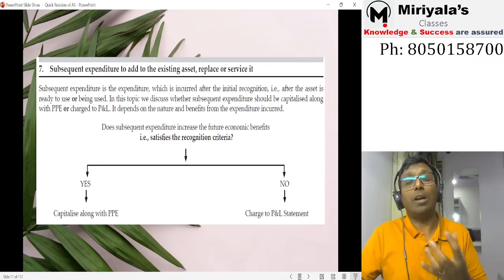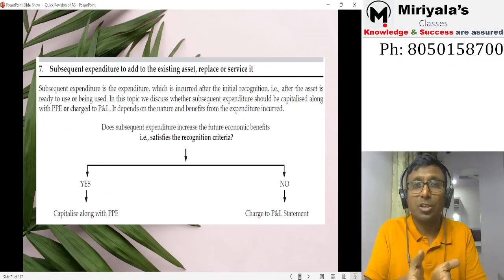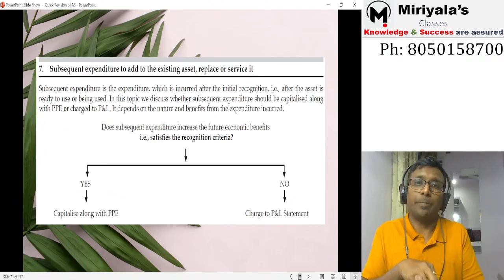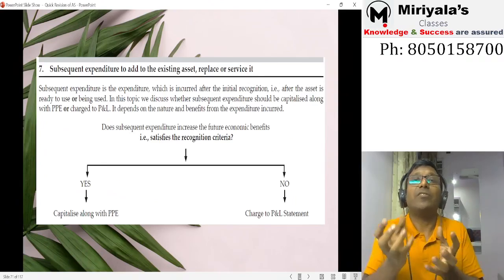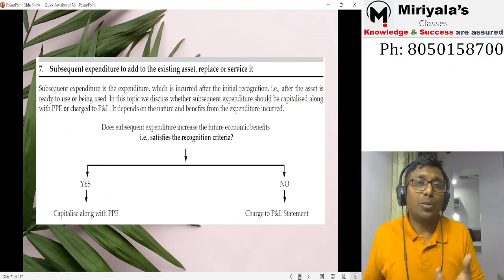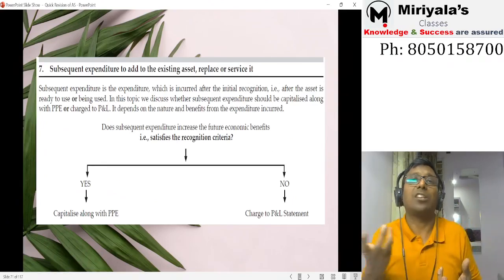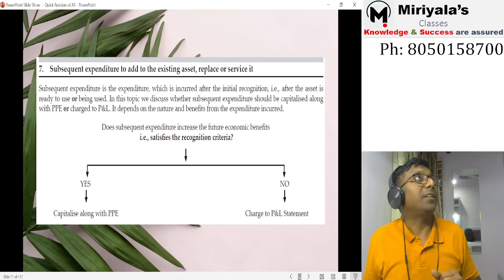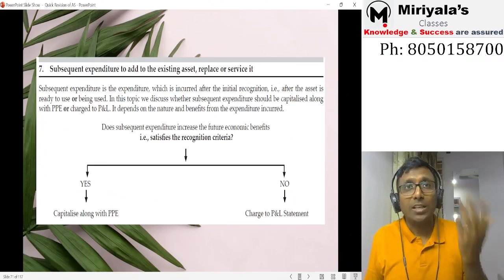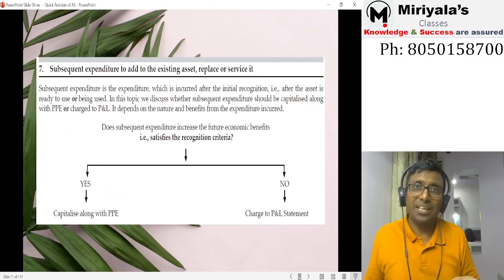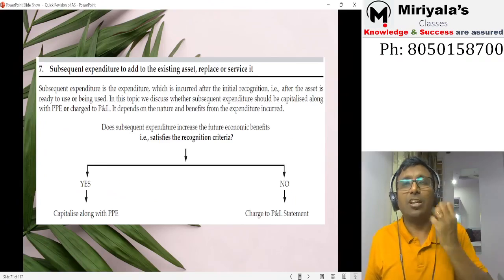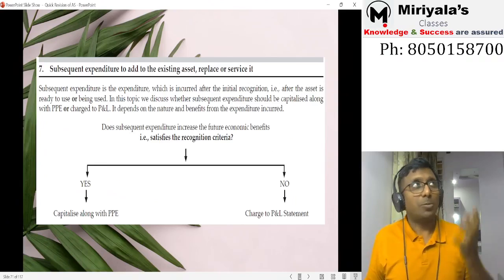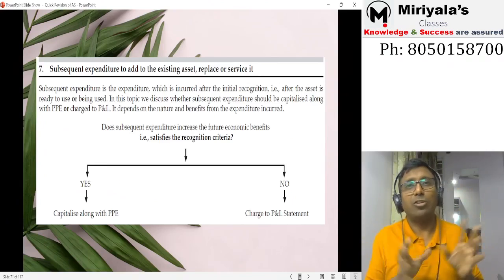If you have incurred any expenditure on an already recognized asset, then whether that should be charged to P&L or capitalized along with the asset. So I purchased this building 10 years before, and now I am painting. Should I charge this painting expense to P&L, or should I add it to the building cost? The point is very simple. Does it add any future economic benefits to the asset? Just because you paint, will you be able to sell more or will the life increase? Nothing, sir. Then it should be charged off.